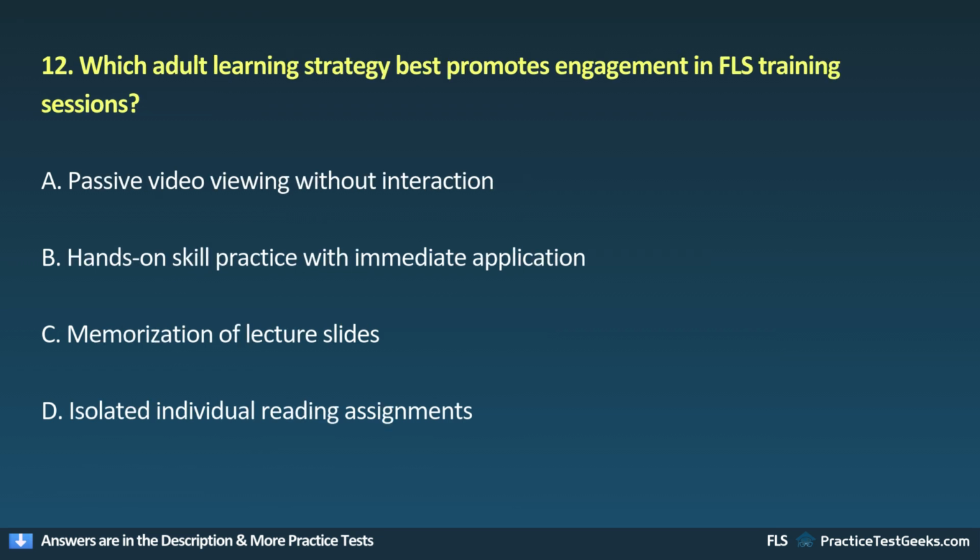12. Which adult learning strategy best promotes engagement in FLS training sessions? A. Passive video viewing without interaction. B. Hands-on skill practice with immediate application. C. Memorization of lecture slides. D. Isolated individual reading assignments.